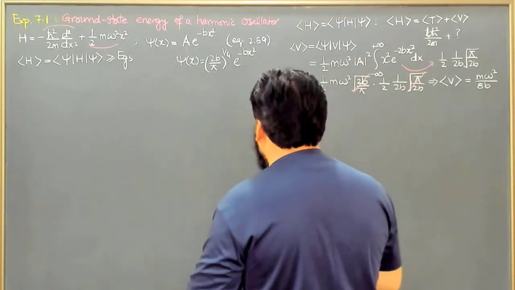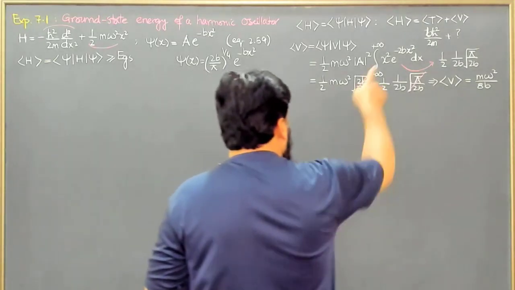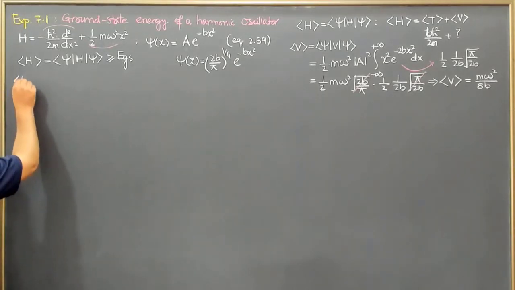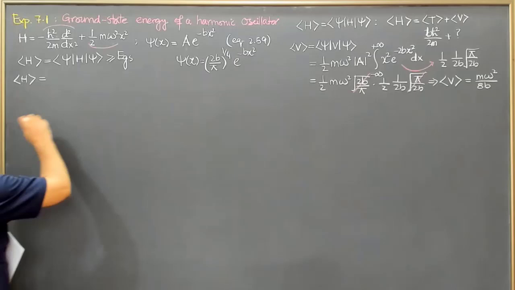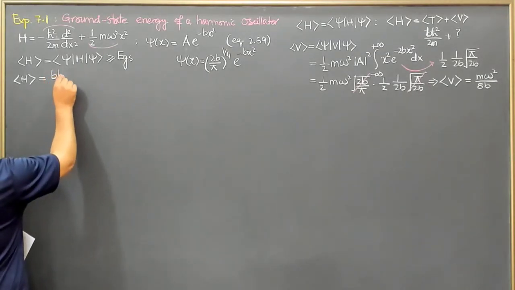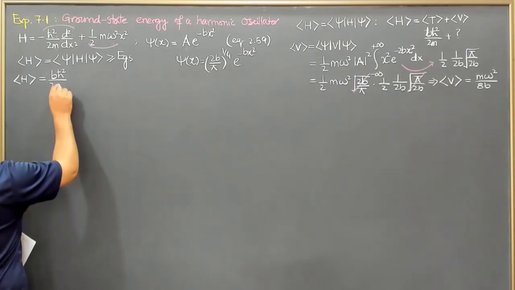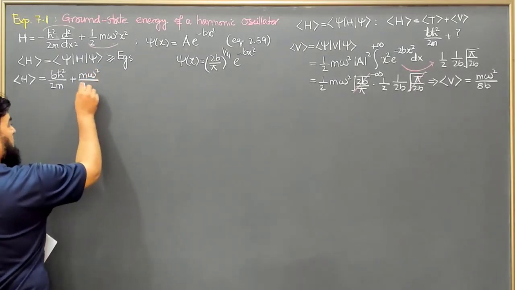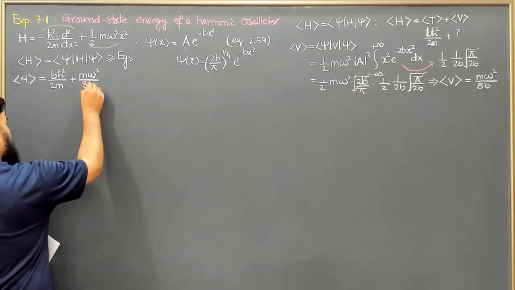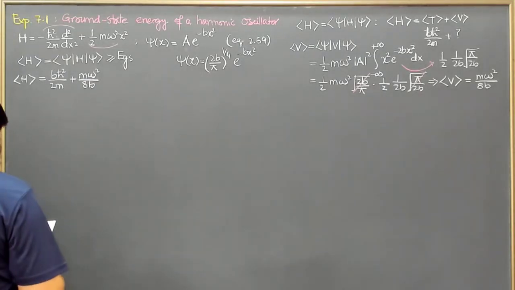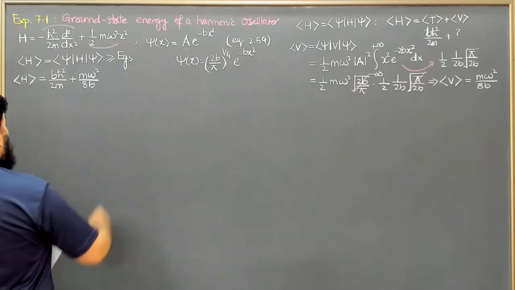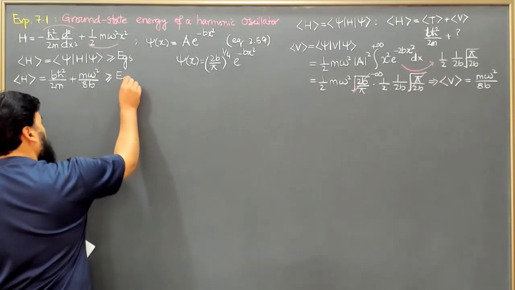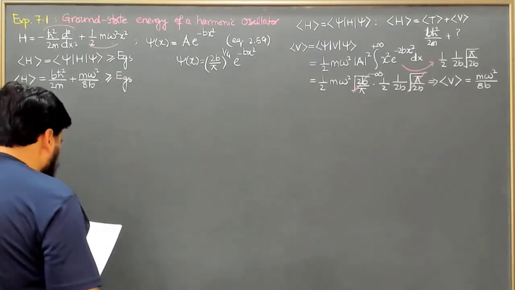And so we have found the v as well. So this implies that H, first I will write the t value, the expectation value of t, so b ħ² over 2m plus m ω² over 8b. This is the value of H, and this value is supposed to be greater than or equal to the ground state energy. This is an upper bound for this.